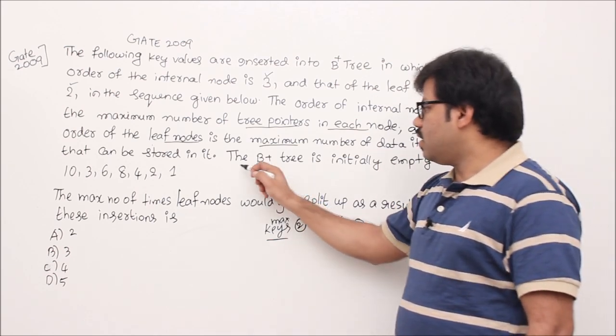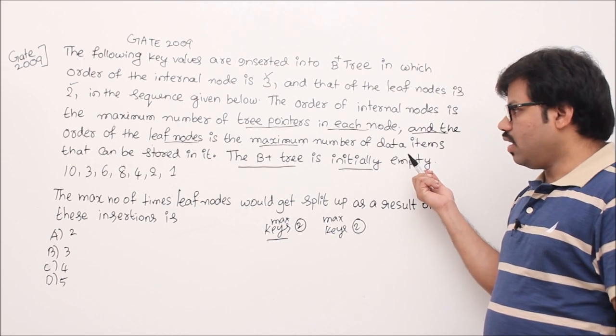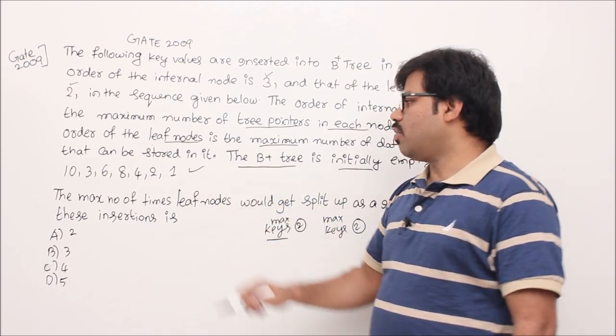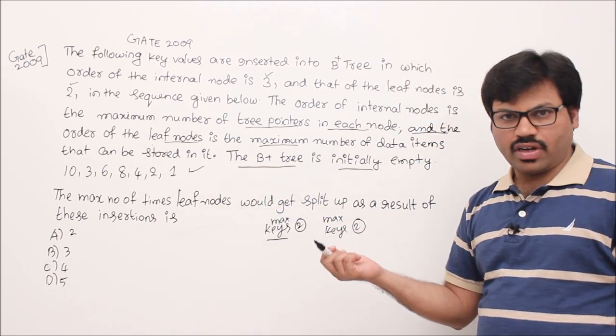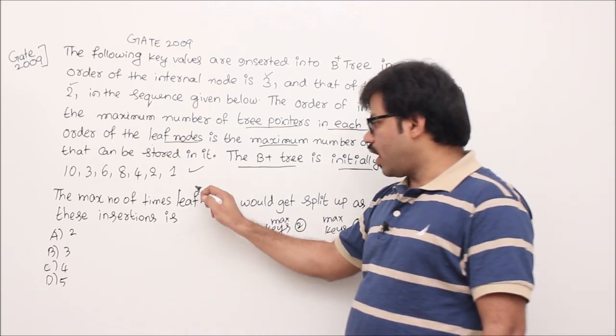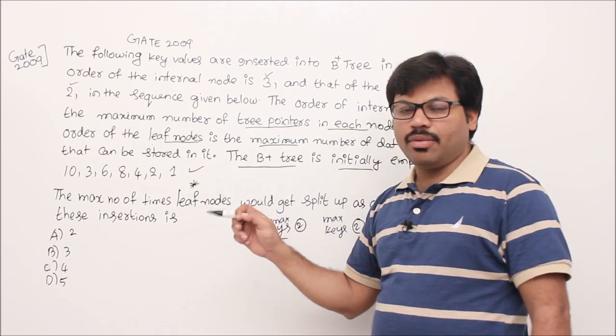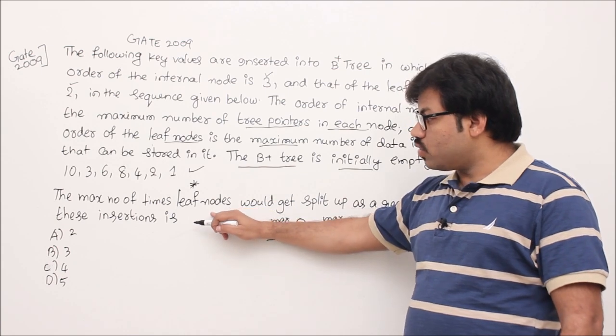Next, in such a B plus tree, initially empty, we are inserting 10, 3, 6, 8, 4, 2, 1, then how many is the maximum number of times leaf nodes split? You should be clever and you should be attentive.